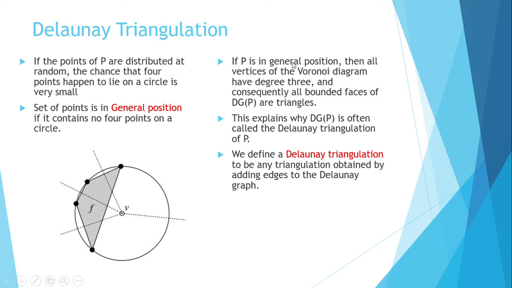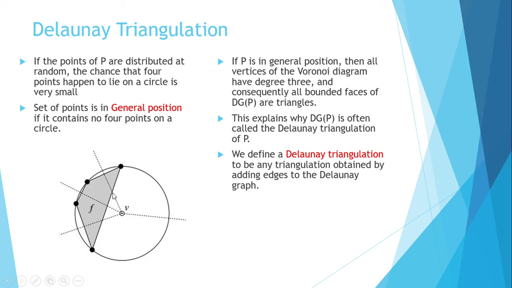If P is in general position, then all the vertices of the Voronoi diagram have degree 3. So that is the only reason we have triangles. This is why we call it Delaunay triangulation. Actually, this is the definition: we define a Delaunay triangulation to be any triangulation obtained by adding edges to the Delaunay graph. If we add edges to the Delaunay graph, it is called a Delaunay triangulation.